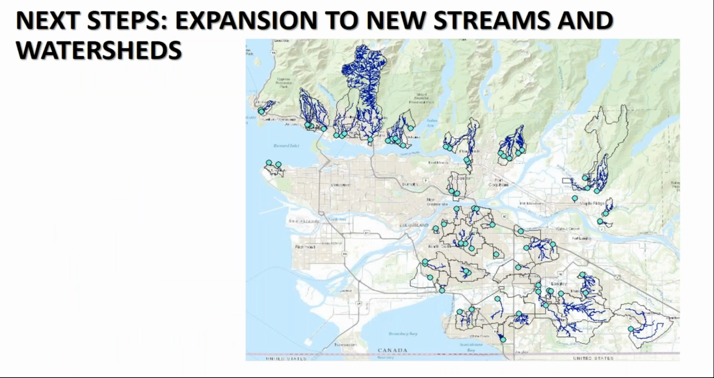And so as I mentioned, we're interested in expanding to new streams and watersheds. The more information we have, the better indicators we can build, and the more we can use these indicators to extrapolate to new areas, because we want to represent very urbanized watersheds as well as more suburban, more agricultural, and even more pristine watersheds. So the more watersheds and sampling points we can add, the better information we'll get.